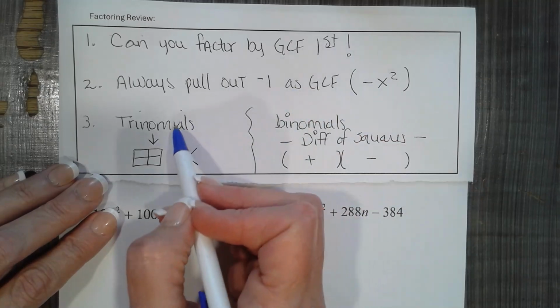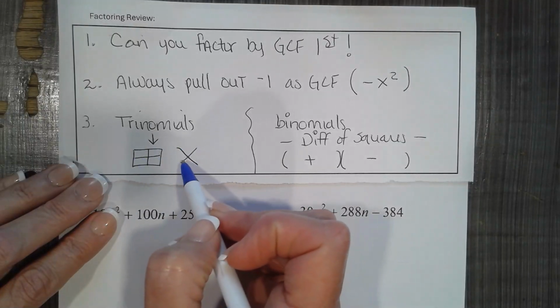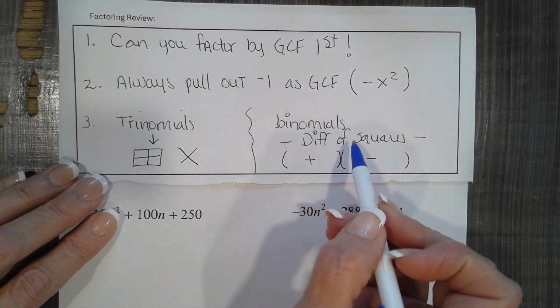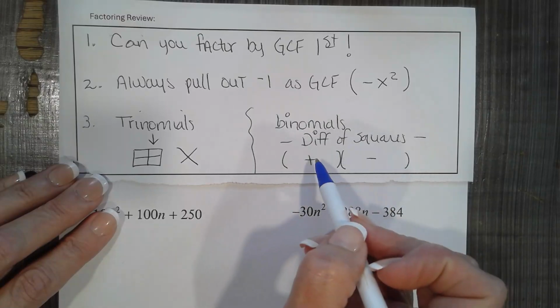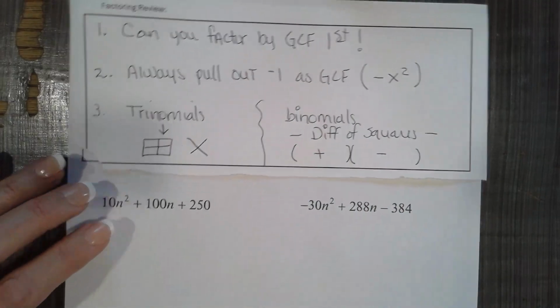Okay. Then for our trinomials, remember we set up our 2x2 box and our x box. And then binomials, that's two terms. You're looking for a difference of squares in that case. And your answer has the two parentheses, one sign plus, one sign minus. Okay, so let's go ahead and get started.